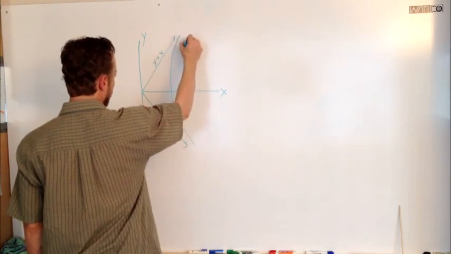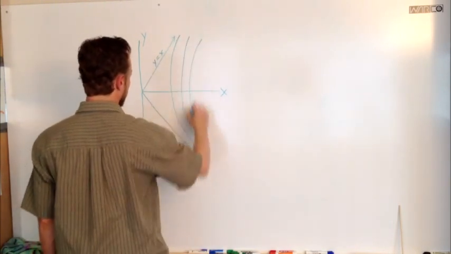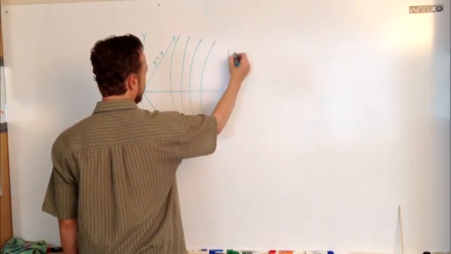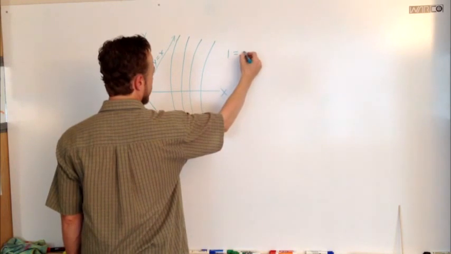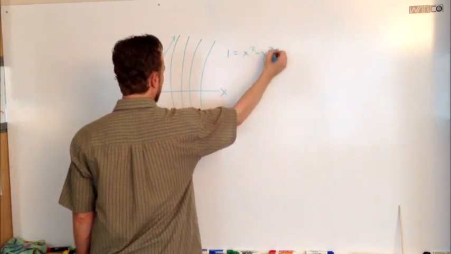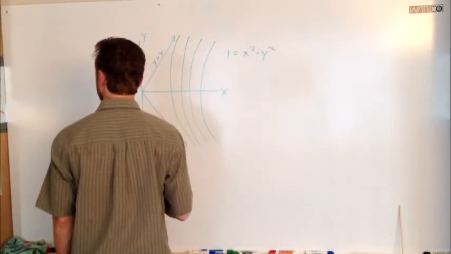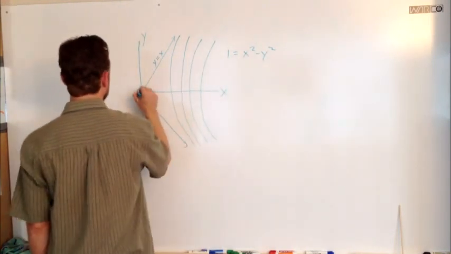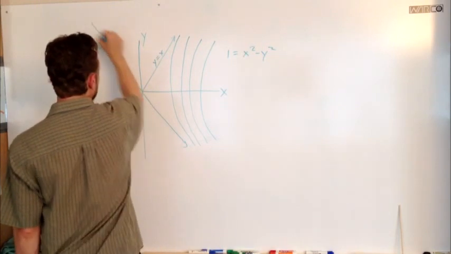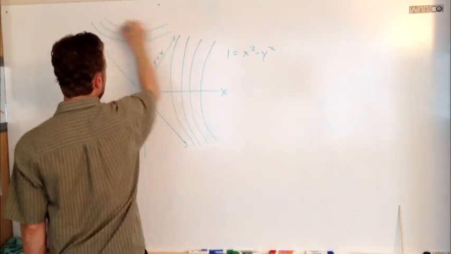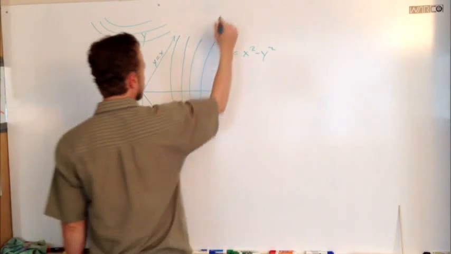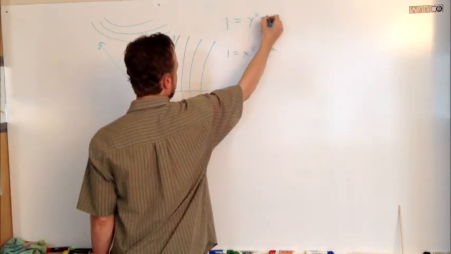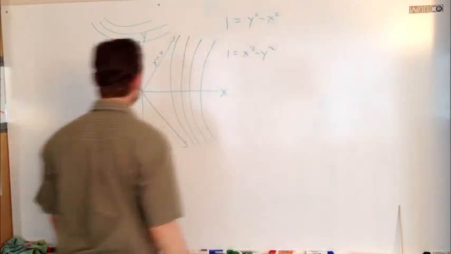And the hyperbolic coordinates that he's been drawing like this would correspond to the equation 1 equals x squared minus y squared. And then over here, the conjugate of these coordinates would correspond to the equation 1 equals y squared minus x squared.